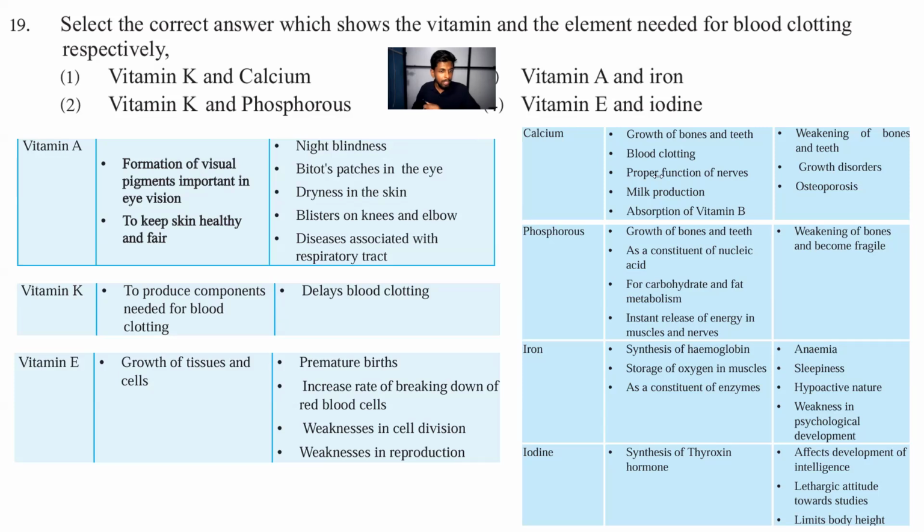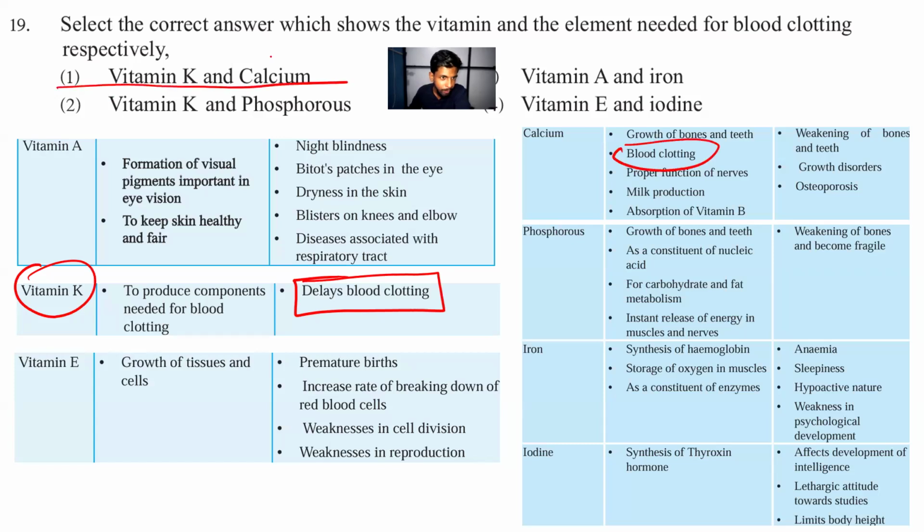Listen here. Just search for blood clotting. Here we can see delayed blood clotting. So if there is no vitamin K, what will happen? The blood clotting will be delayed. If we have vitamin K, then the blood clotting will happen in a proper way. So number 1 is vitamin K. And for the minerals, search in the mineral chart for blood clotting. Calcium is here. So vitamin K and calcium. So just imagine blood clotting, that means vitamin K. Fine. The first one is the answer.